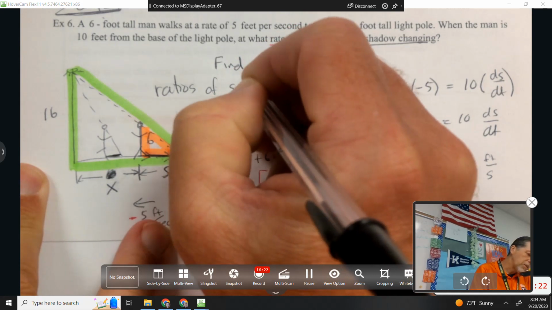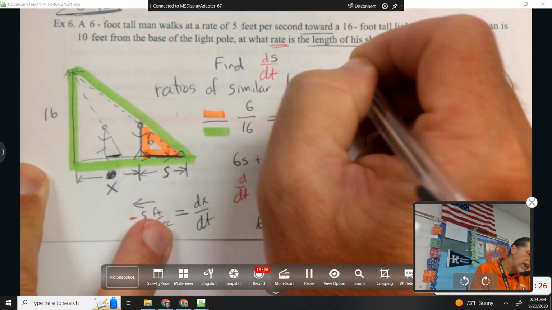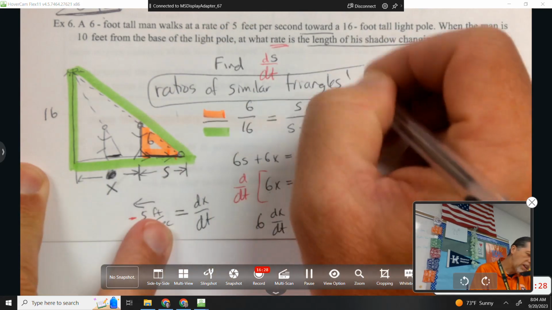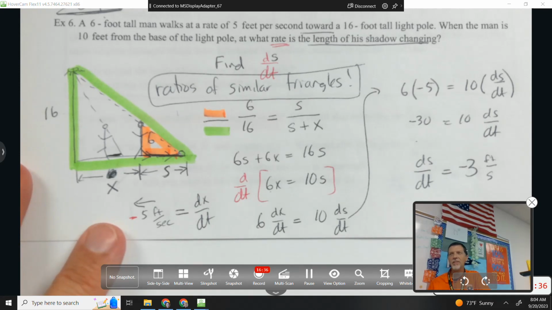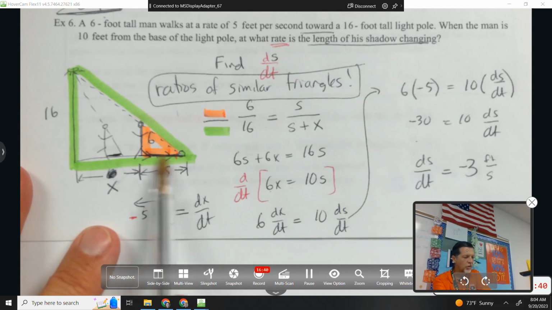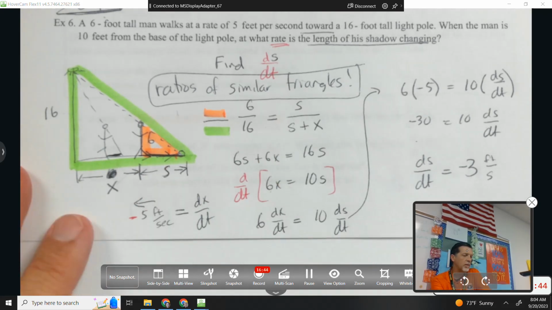Ratios of similar triangles. Yay, geometry. But hey, as far as geometry goes, that's a pretty simple part of geometry, right? Like just orange to green equals orange to green. And then do some algebra first to clean things up.